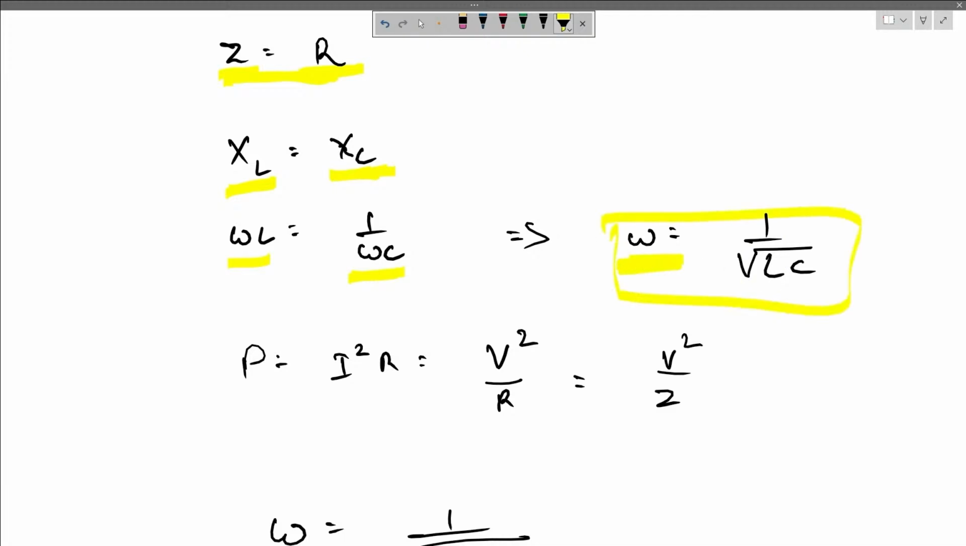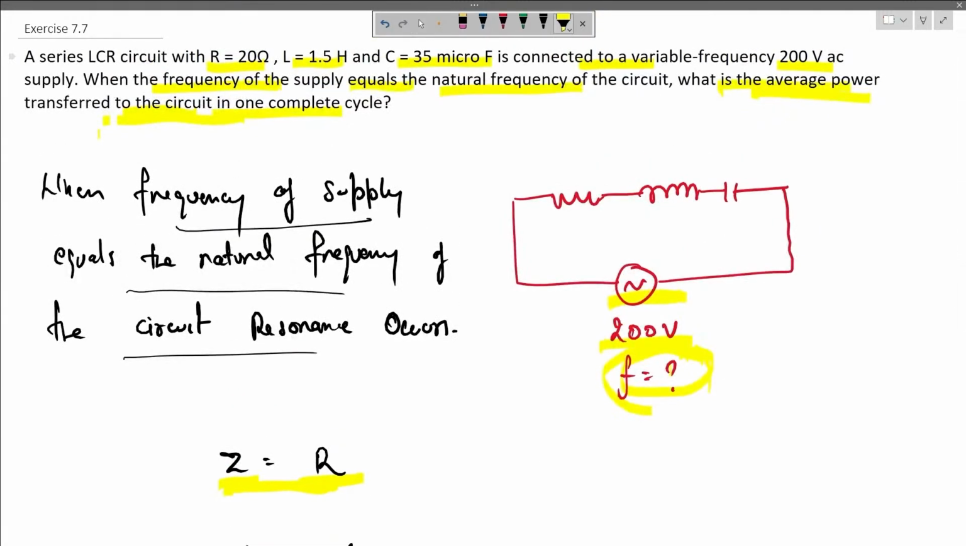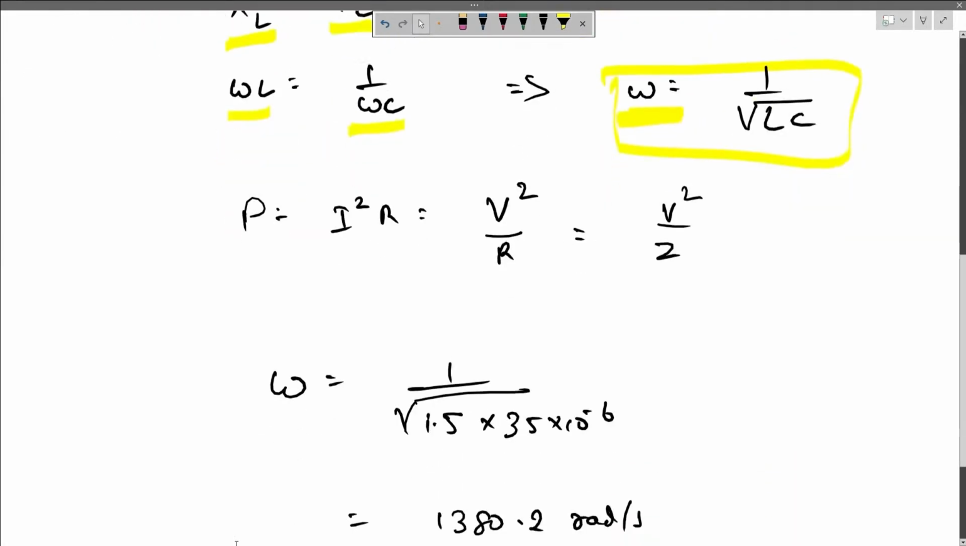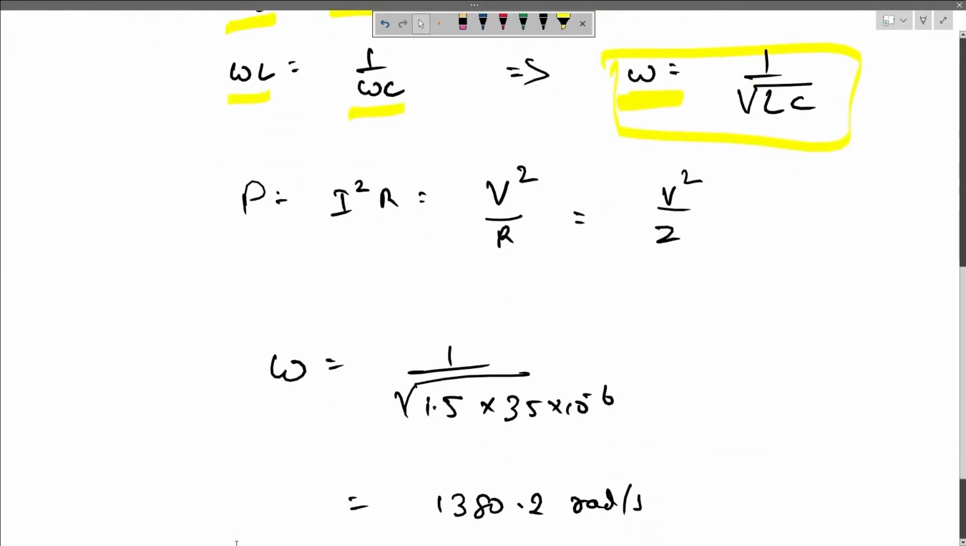Now we can find the frequency at which resonance happens by applying this formula, and after that we have to find the average power transferred to the circuit in one complete cycle. Now when this happens, since the impedance is equal to the resistance of the circuit, power would be equal to V square by Z, where Z is equivalent to resistance because there is no other resistance in the circuit. So Z will be equal to 20 ohm.